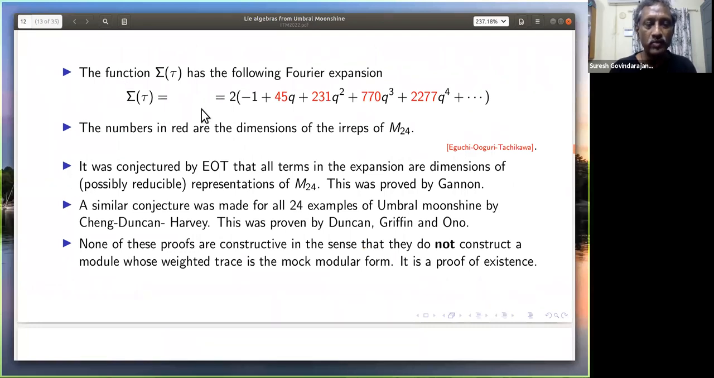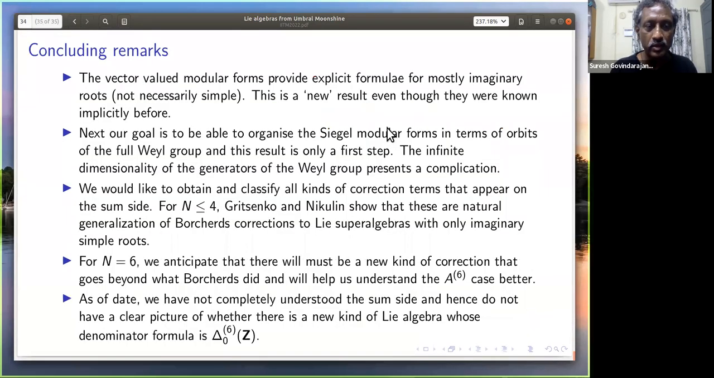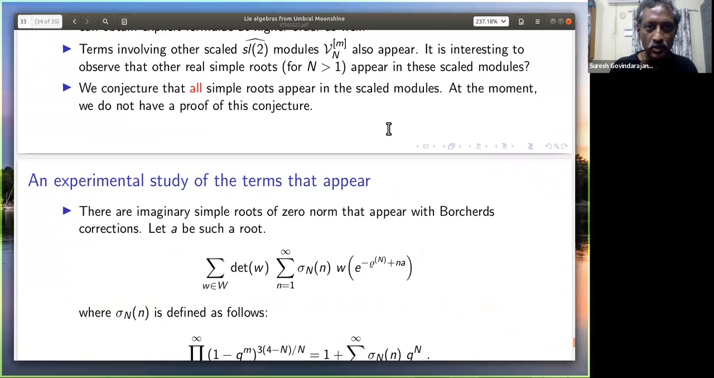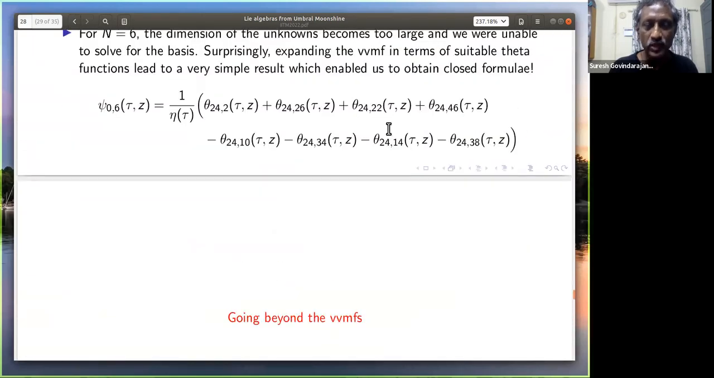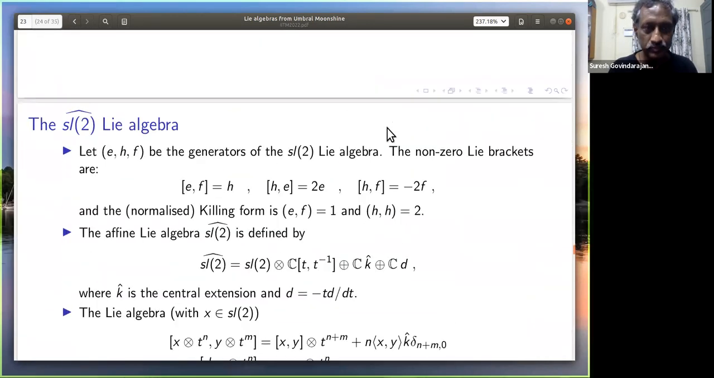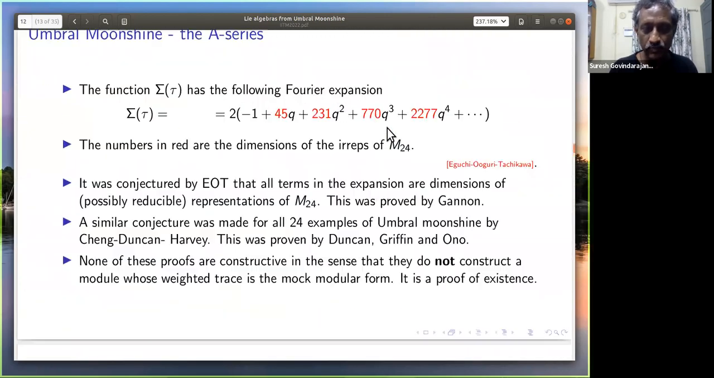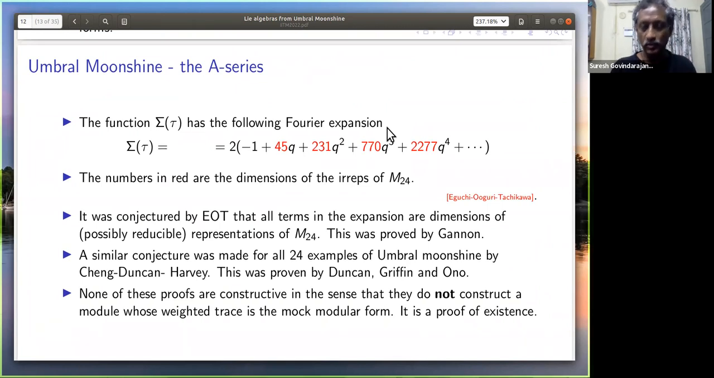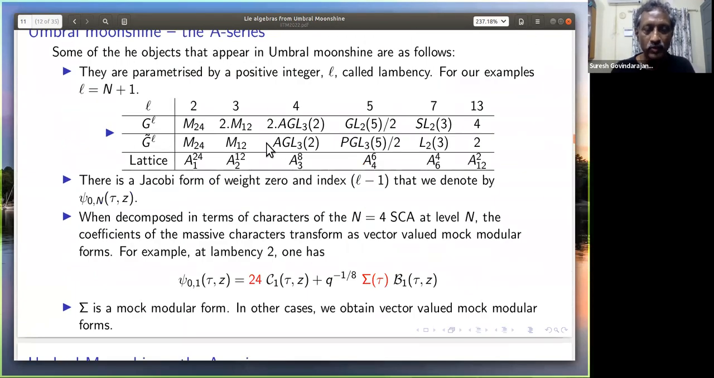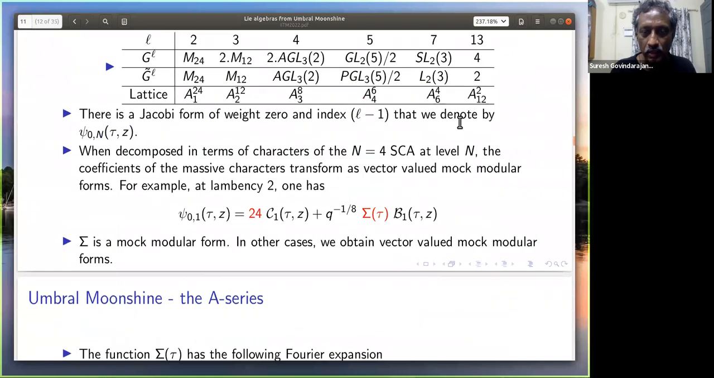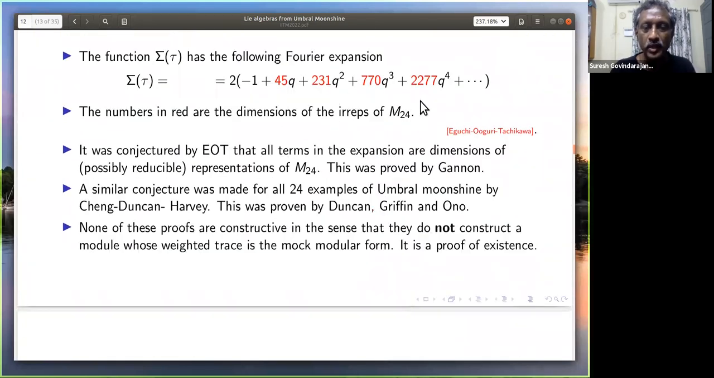If you looked at the expansion of sigma of tau, what you see are the dimensions of irreducible representations of M24. So if you go back here, arrows are not working so well. So where was I? All I wanted to say here was that you have some groups, and the dimensions of the irreducible representations of those groups start appearing as the coefficients.